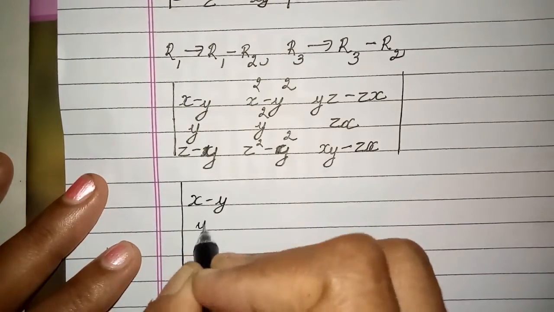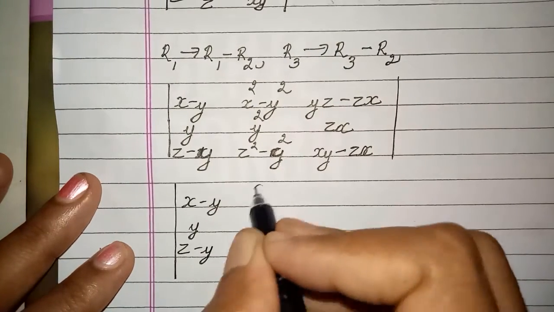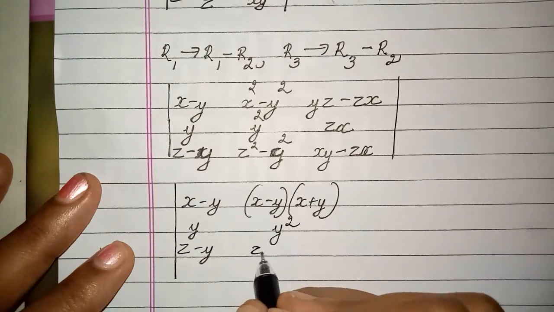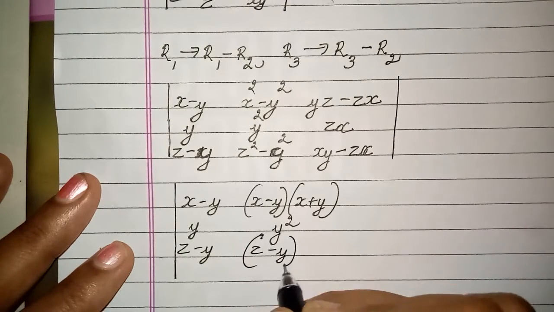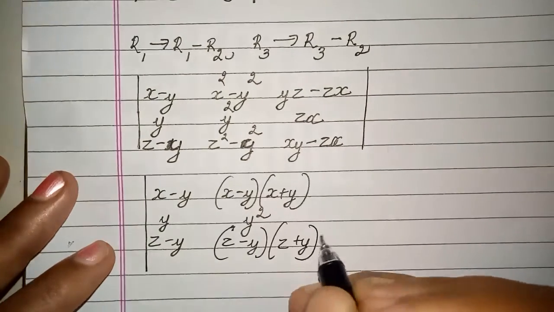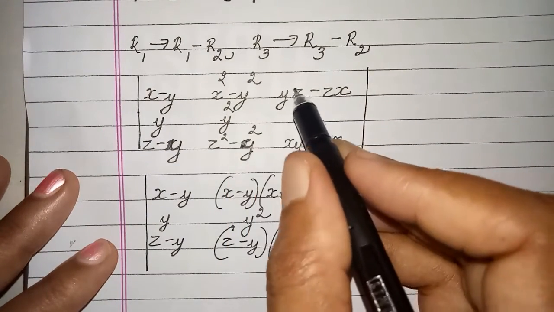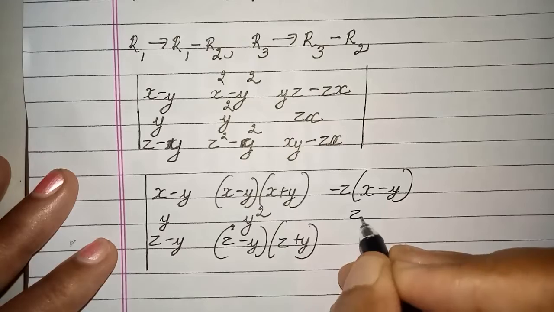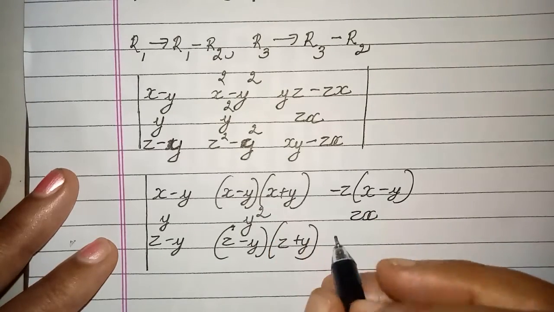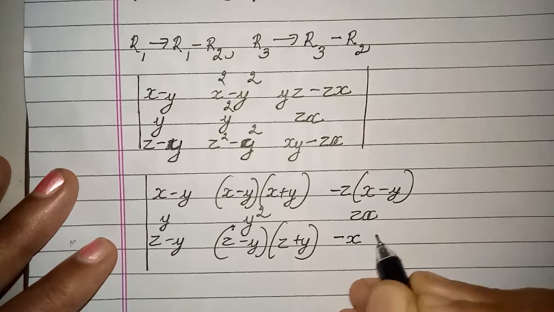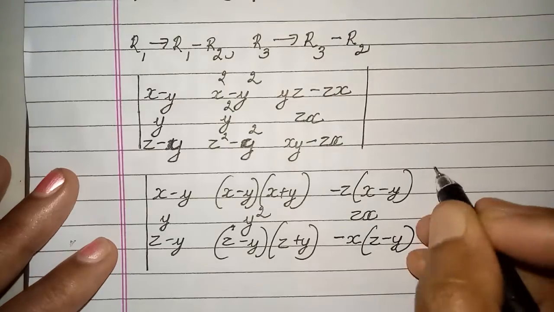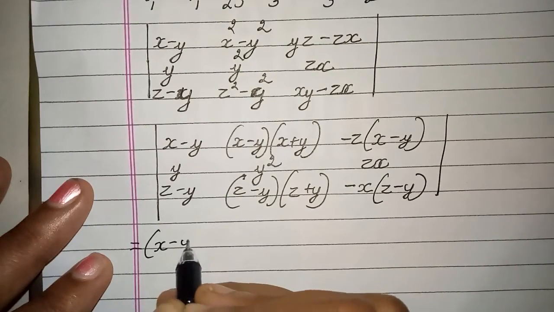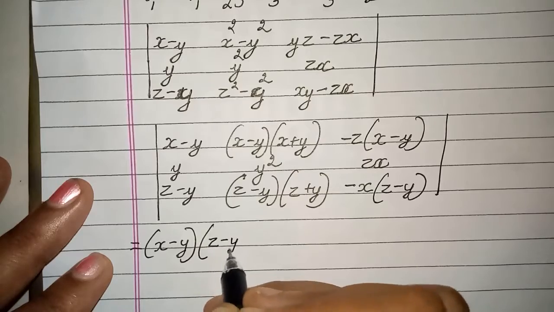X minus y, y, z minus y. X minus y, x plus y. Y square, z minus y, z plus y. Now here you have x minus y, but if I take z common, it will be y minus x. So I will take here z times x minus y, zx. Now here if I take minus x, then only I'll get z minus y. If I take x, then it will be y minus z. Now you can take something common. First row x minus y, last row z minus y.